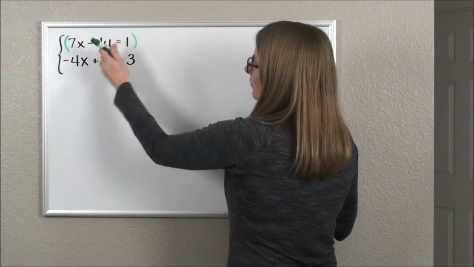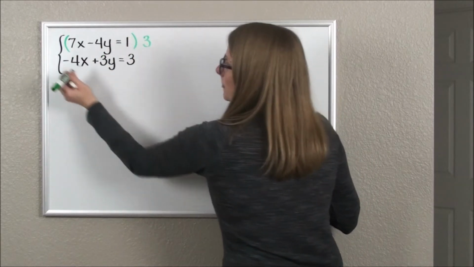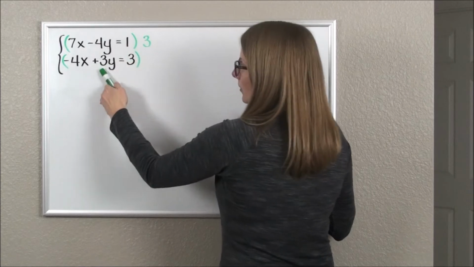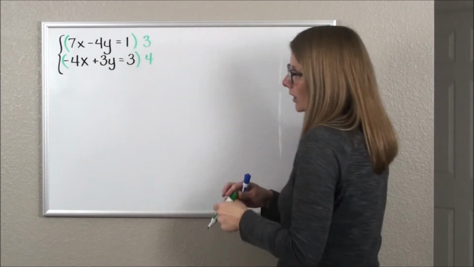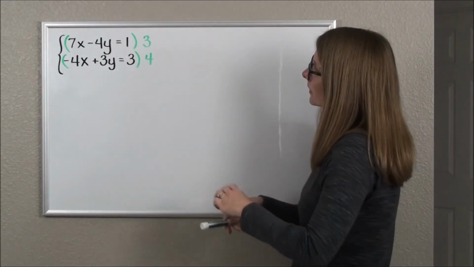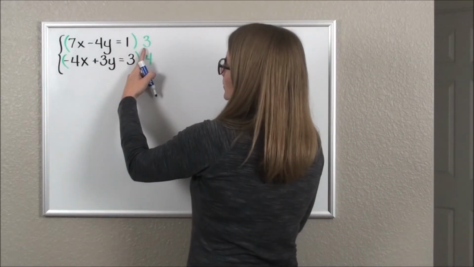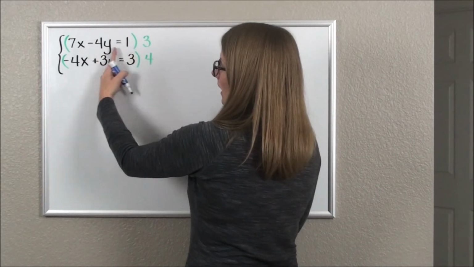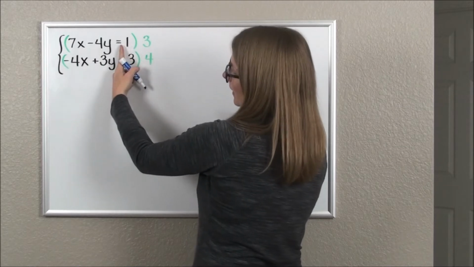To get 12 out of 4, I'd have to multiply by 3. And to get 12 out of 3, I would have to multiply by 4. Let's give that a try. So remember, if you're going to multiply by something for one term, it's got to be on every term to maintain the balance of the equation.